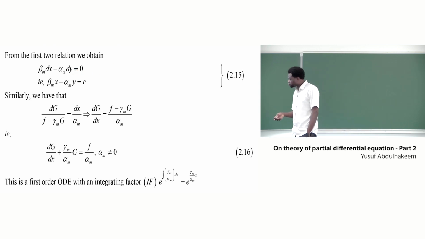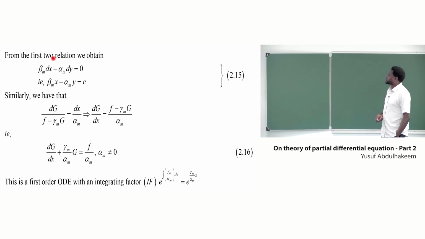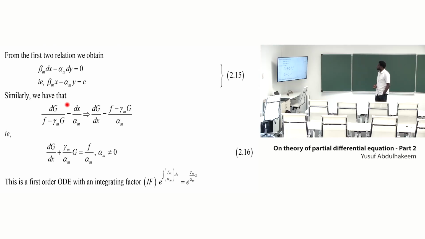Then the next thing we are now going to do is we are now going to pick the other pair with respect to dx, which is dg divided by f minus this g to be equal to dx divided by alpha m. So by the time we cross multiply here, we separate this differential equation. We are going to have it to be in this form. We can see that this differential equation has been successfully separated here. So here we can see clearly that g here depends on x.